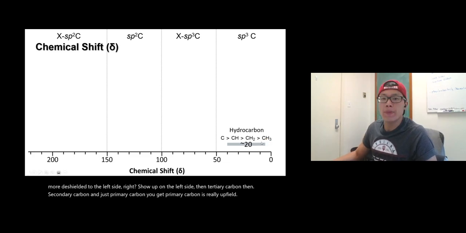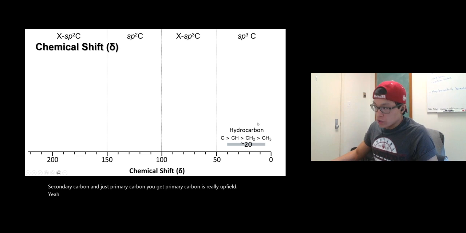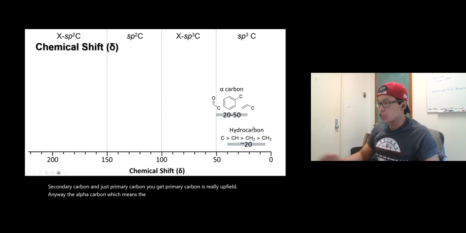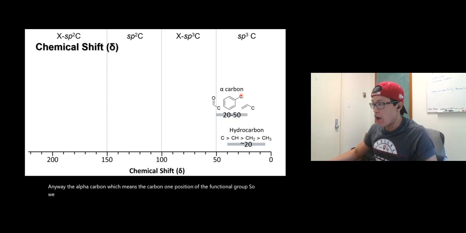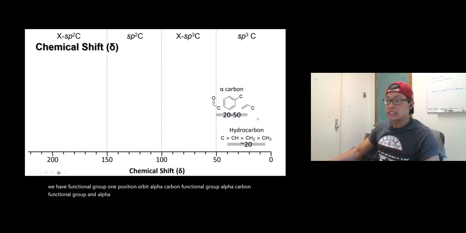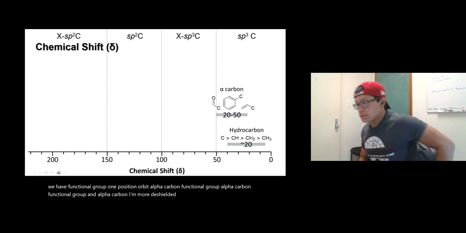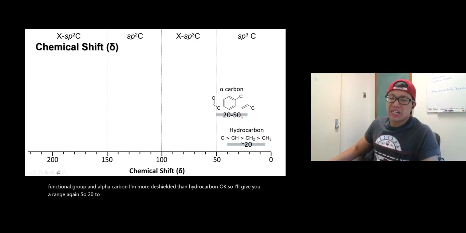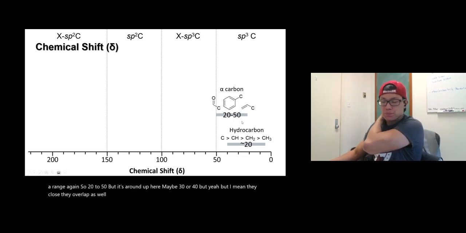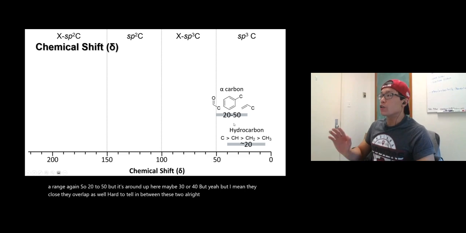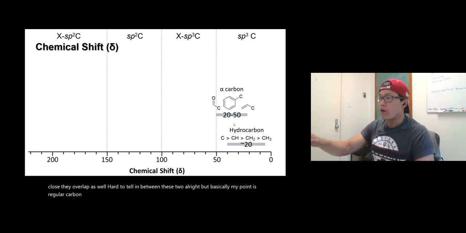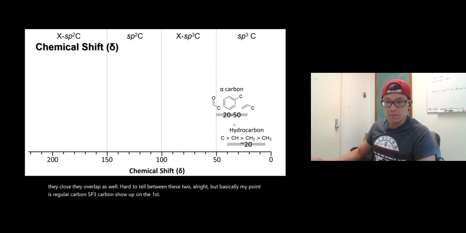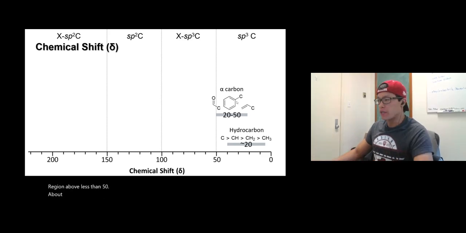Anyway, the alpha carbon, which means the carbon one position away from the functional group, is more de-shielded than hydrocarbon. So I give you a range again, 20 to 50, maybe around 30 or 40, but they're close and they overlap as well. It's hard to tell between these two. But basically my point is that regular sp3 carbon shows up in the first region, less than 50, about 20, 30, 40, about that.